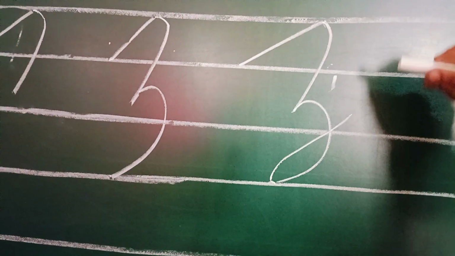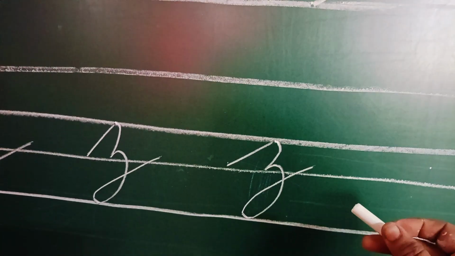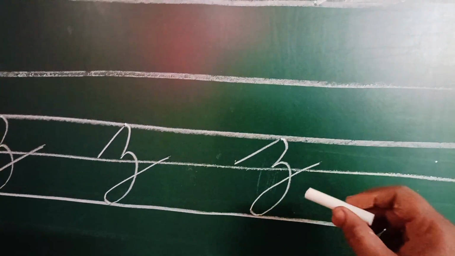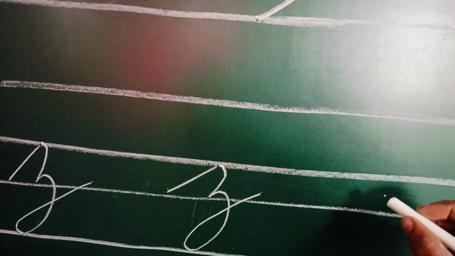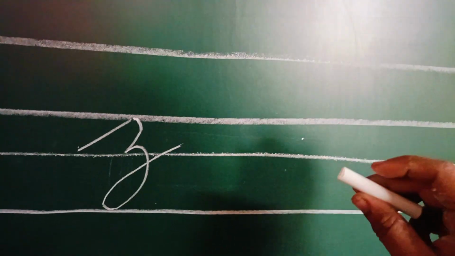So the only difference between the small z and capital Z is that we are using all the 4 lines in the capital Z, but when we are using small z, we are only using the last 3 lines. Okay, so here I am teaching both capital and small.